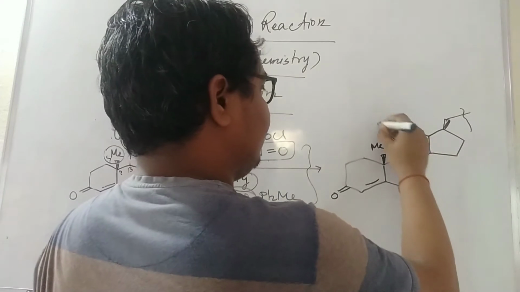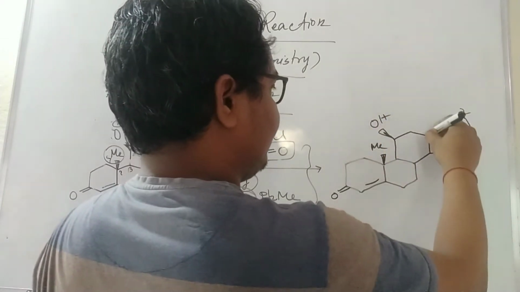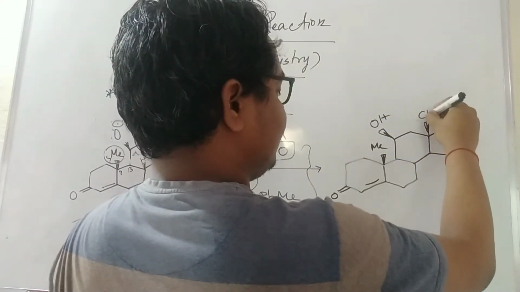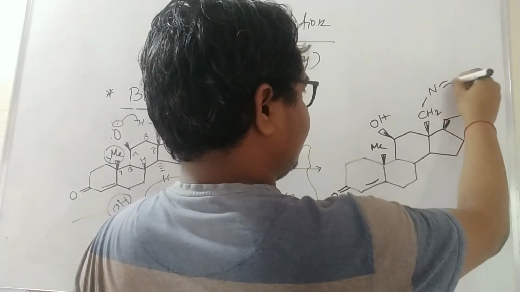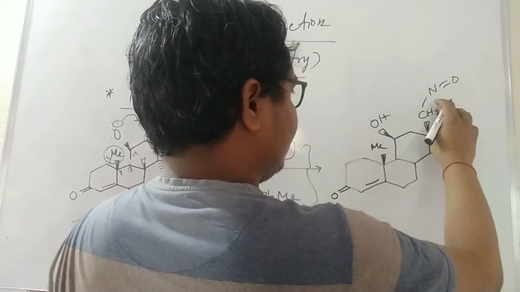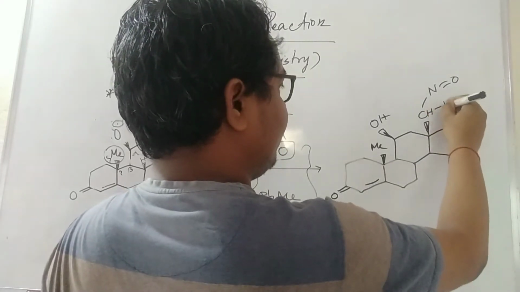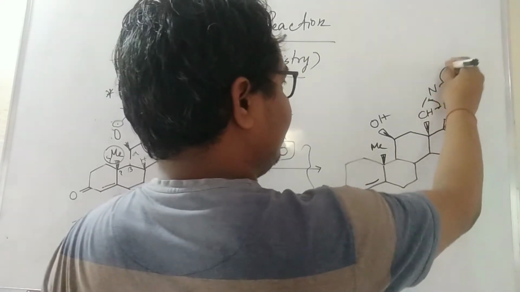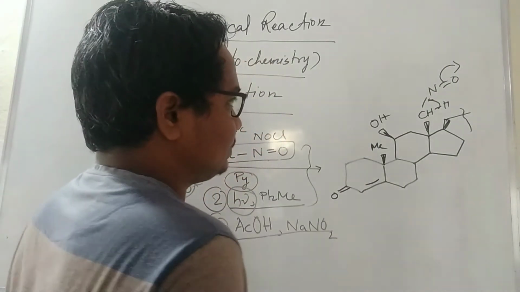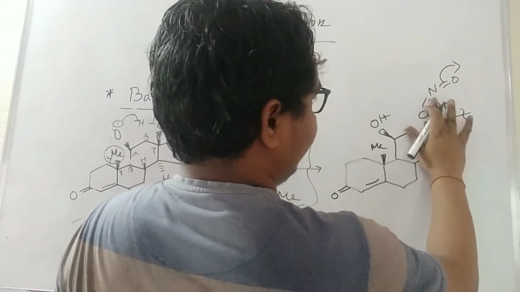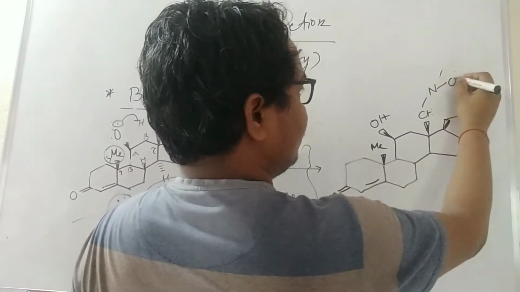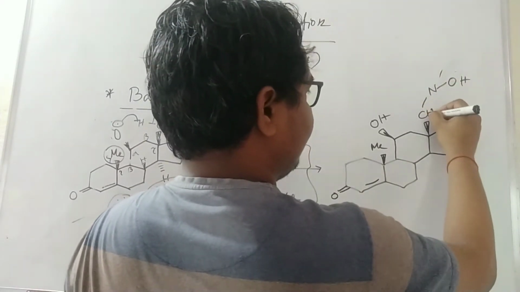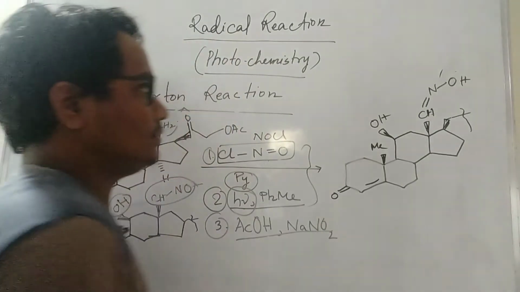Here OH is there, no? OH I will write, and here methyl, CH2, NO. So further what will happen? Here one of the protons will go there, and here will become OH. So what is the final product? I directly wrote here for the final product. You just see, I directly wrote here OH, and then here imine.